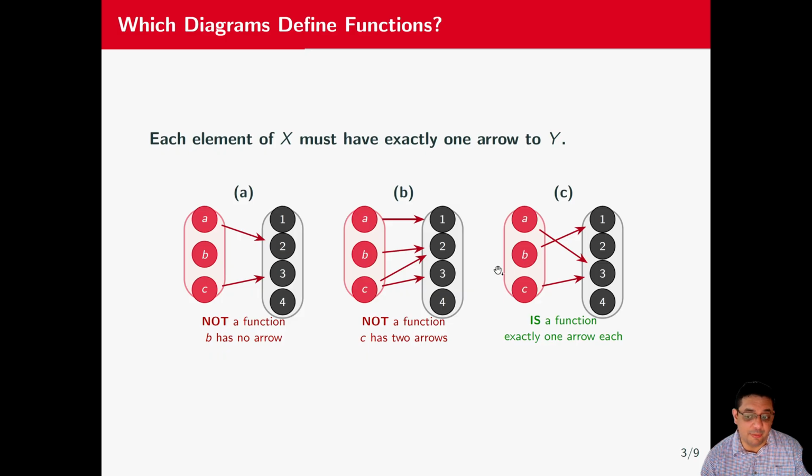Now, this one is an example of a function. We have that a, b, and c are related to different elements in y. Notice that we don't cover 4 in y, but we don't need to. We just need to cover all elements in the domain.